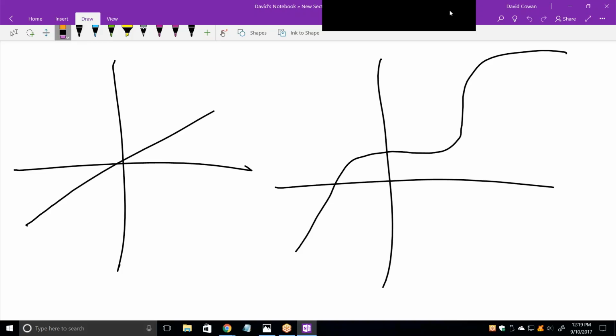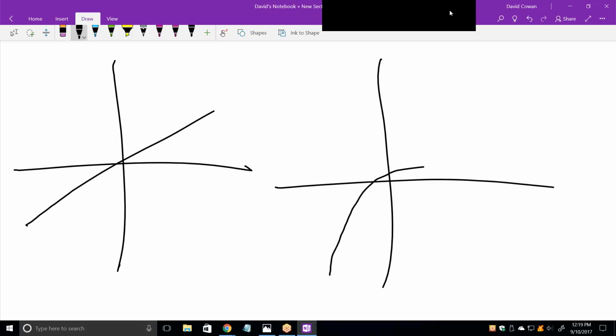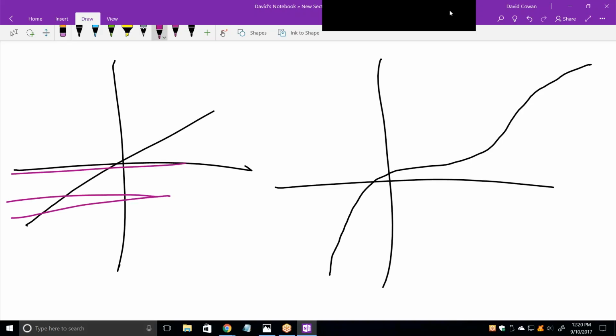Well, because I've drawn it funky here, let me erase it and draw it properly. Is the one on the right a function? Yeah. Is it a one-to-one function? Is the one on the left a one-to-one function? I think so, because it passes the horizontal line test. In other words, no matter where I pass a horizontal line, I only get one value of x.